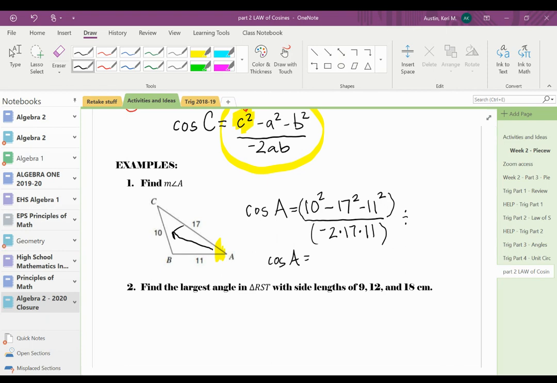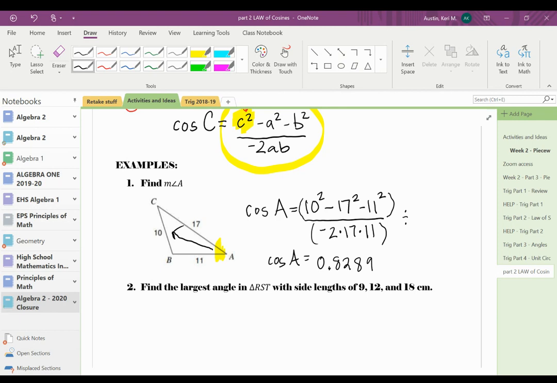10 squared minus 17 squared minus 11 squared divided by, make sure you put that entire denominator in parentheses, and don't forget the negative. I got 0.8289. Okay, and you might think, well, what? That's how big the angle is? No, that's the cosine of some angle. Some angle has a cosine of that.